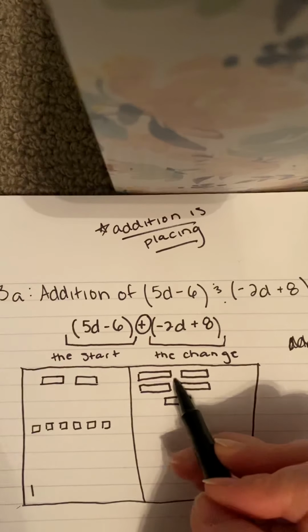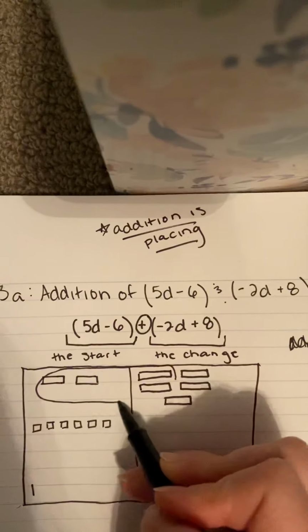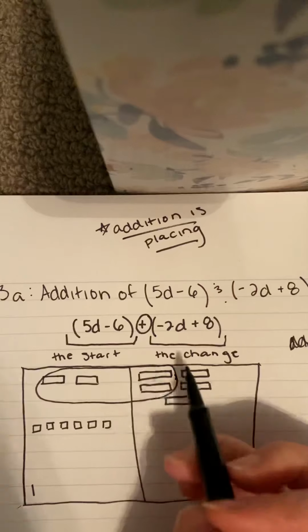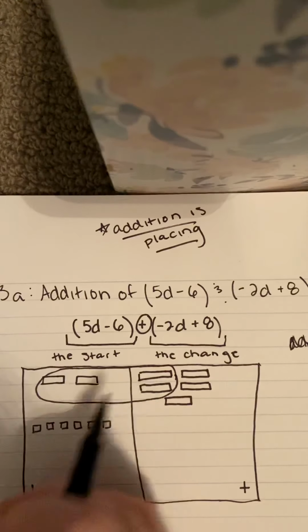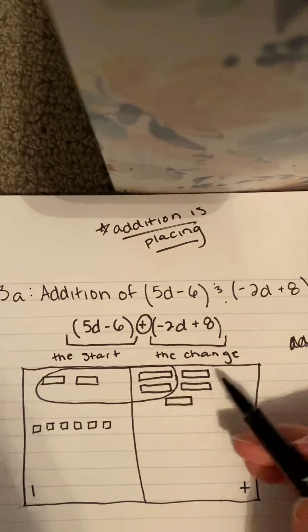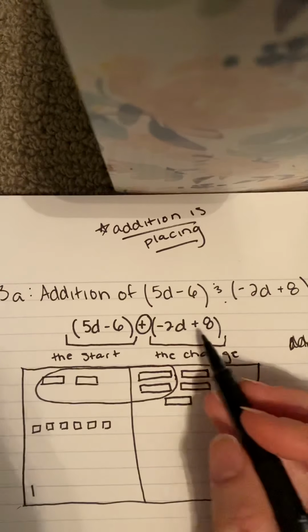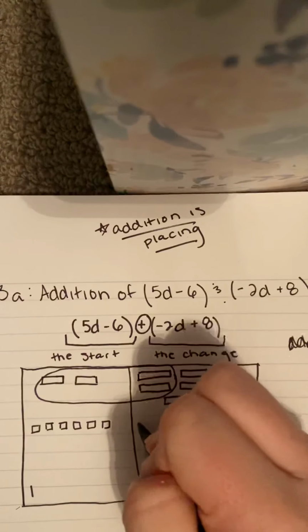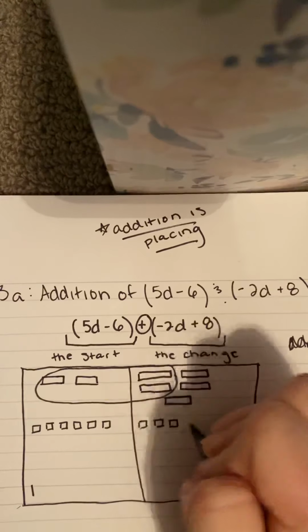And then we can do the 0 pairs. Since they're the same and they're both just d, 2 d's and 2 d's make a 0 pair, so we're left with 3d on this side, which is positive. And then we have plus 8. So instead of being on the negative side, we're going to draw 8 blocks on the positive side.